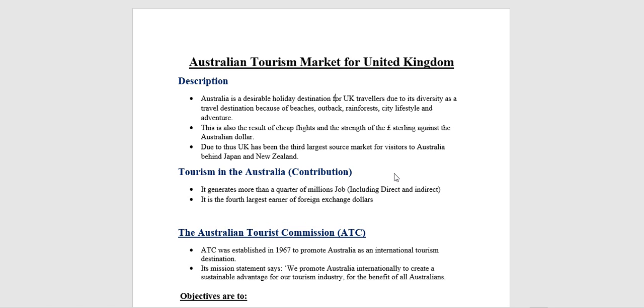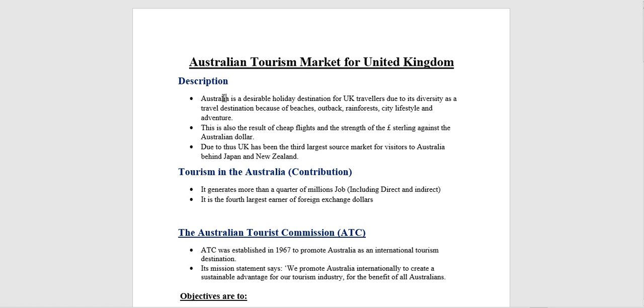Now let's start with the article. The name of the article I have kept is Australian tourism market for United Kingdom, because whatever the steps and whatever the strategies have been taken by the Australian Tourism Commission, that was all targeted to the tourists of the United Kingdom. So before moving into the case, let's have a look over the description portion.